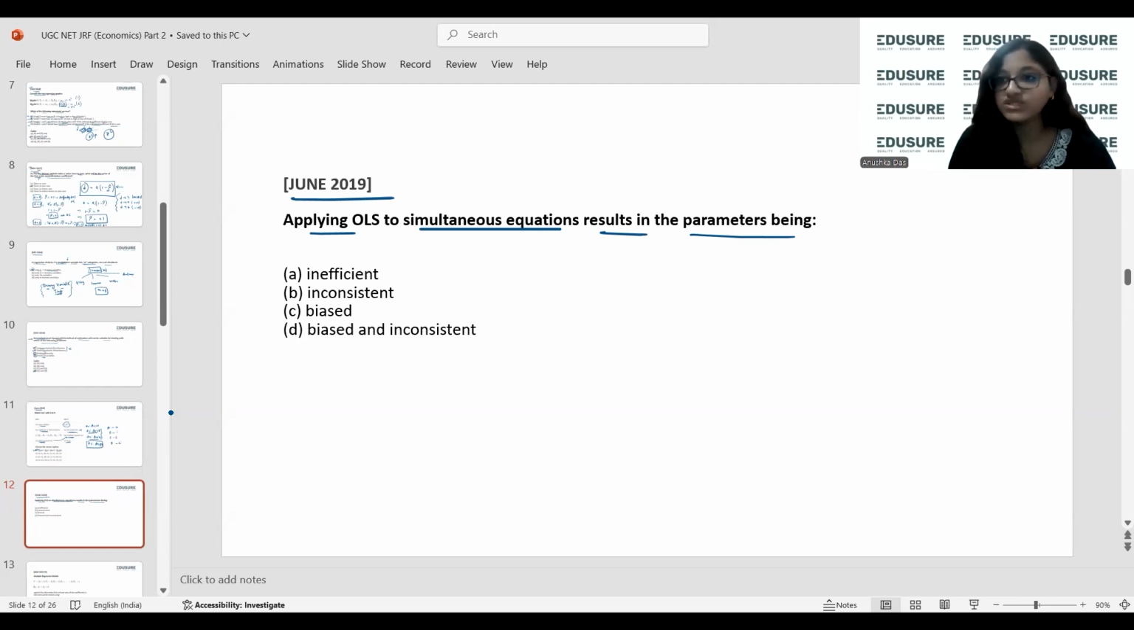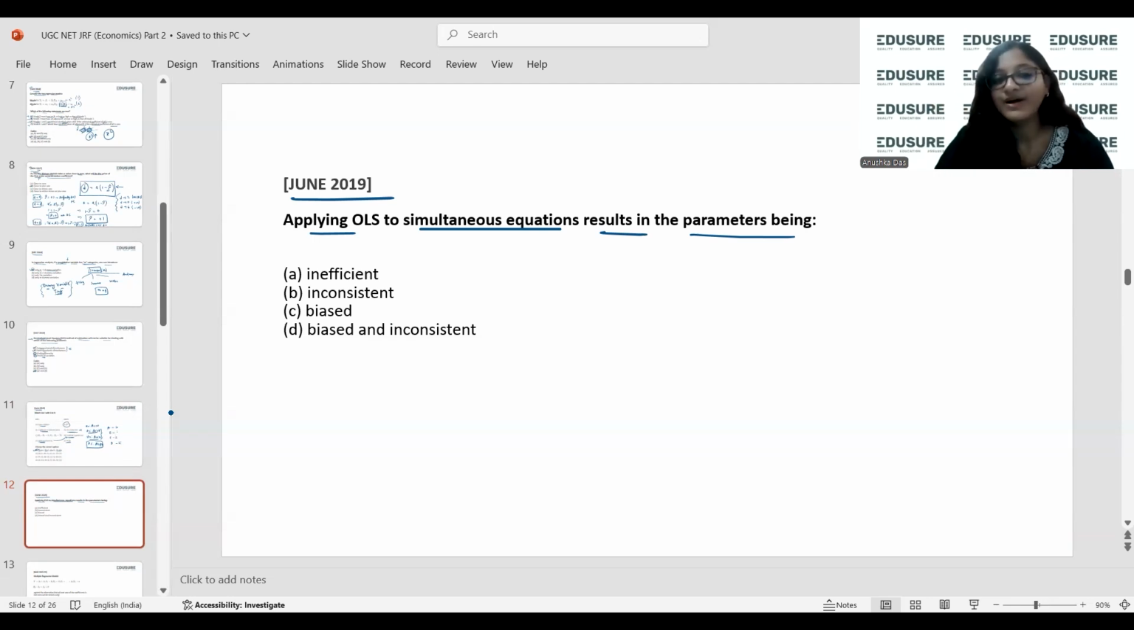So the problem of endogeneity arises. Endogeneity leads to simultaneity bias. So if simultaneity bias exists in your model, that is, the problem of endogeneity exists, then if you apply OLS, what will happen? You will get biased and inconsistent estimates. So in case of simultaneous equation, you cannot apply OLS. You can never apply OLS. Just keep this inside your head.